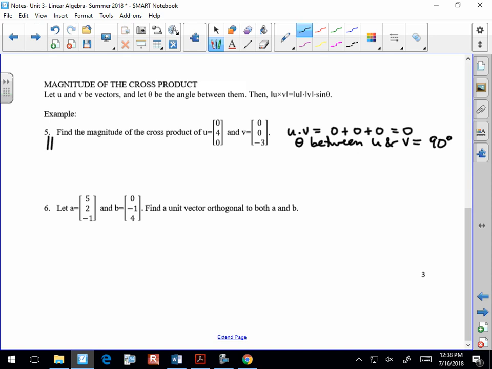I could find the magnitude of u, which is just 4. It's along the y-axis, you're just counting boxes. Magnitude of v, same deal, just 3. 3 units down on the z-axis, or the x3 axis if you like. So the magnitude of the cross between u and v would be 4 times 3 times the sine of 90 degrees, and that's going to be 12.